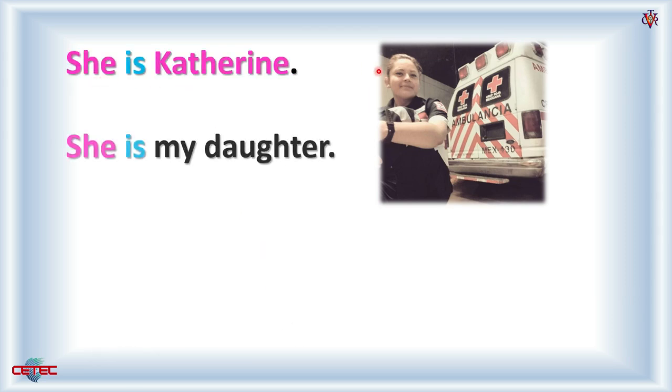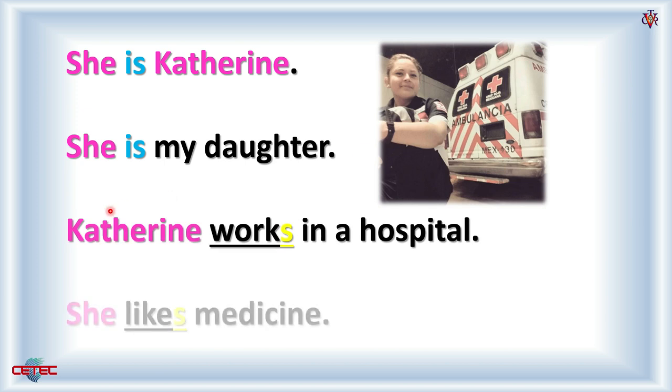She is Catherine. She is my daughter. Catherine works in a hospital. She likes medicine. Now, don't forget a name or subject, she, and the verb to be, is. Now, here, a description. Subject, verb, complement. Works. The verb has to be different because we are talking about her. And the verb says that we have different rules.